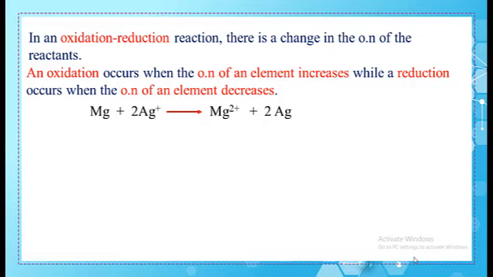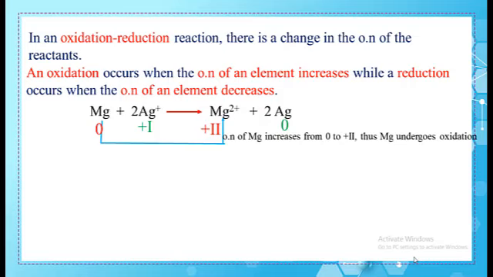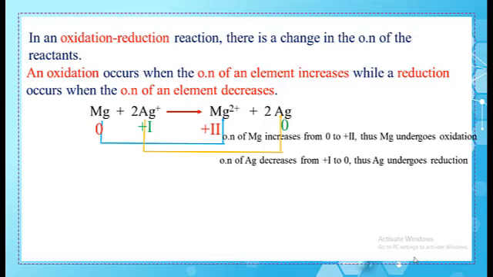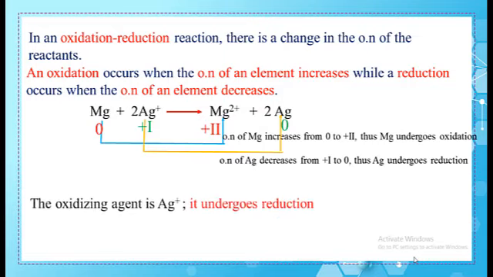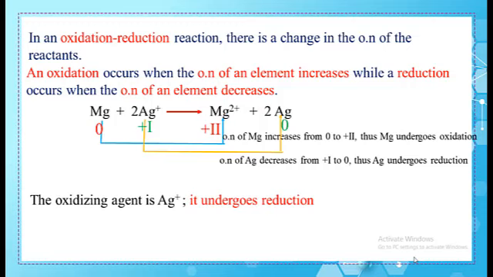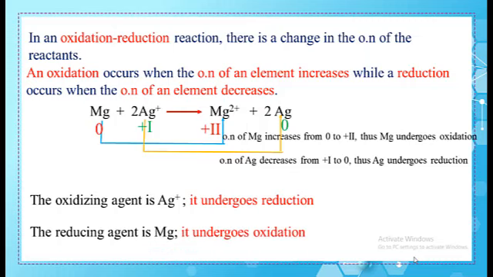As you can see, the oxidation number of Mg is 0, Ag+ is +1, Mg2+ is +2, and Ag is 0. So the oxidation number of Mg was 0, then it increases to become +2. Thus, Mg undergoes the oxidation half reaction, whereas the oxidation number of Ag+ was +1. It decreases to become 0, thus Ag+ undergoes the reduction half reaction. The oxidizing agent is Ag+ since it undergoes the reduction half reaction, whereas the reducing agent is Mg since it undergoes the oxidation half reaction.